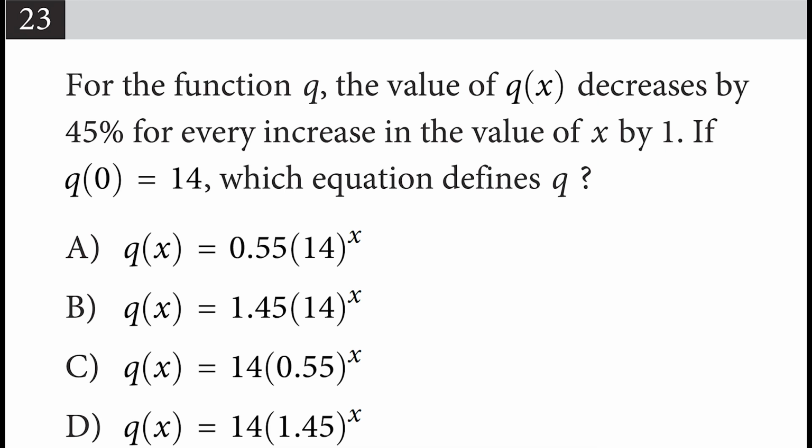For the function q, the value of q of x decreases by 45% for every increase in the value of x by 1. If q of 0 is equal to 14, which equation defines q? We start with 14 when x is 0, so that rules out A and B. The percentage increase is negative 45, so inside the parentheses we need 1 minus 45 over 100, which is 0.55, so the answer is C.